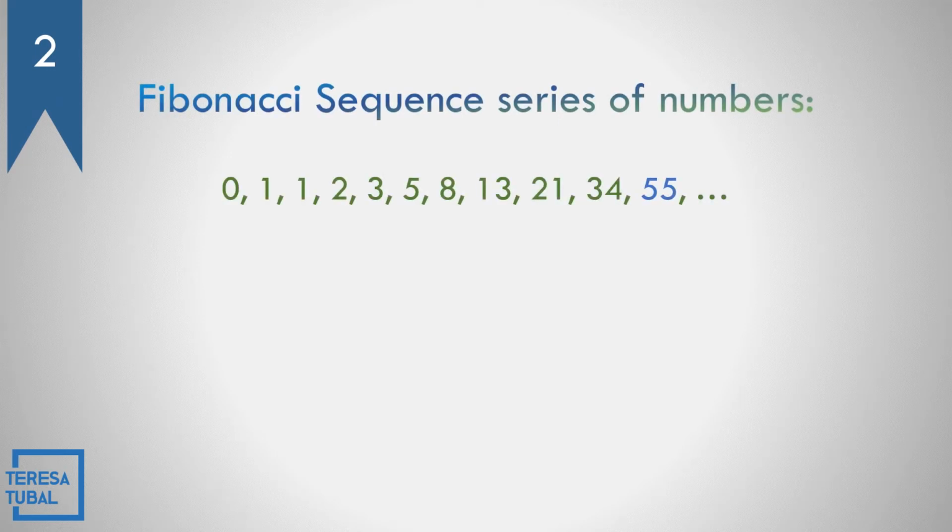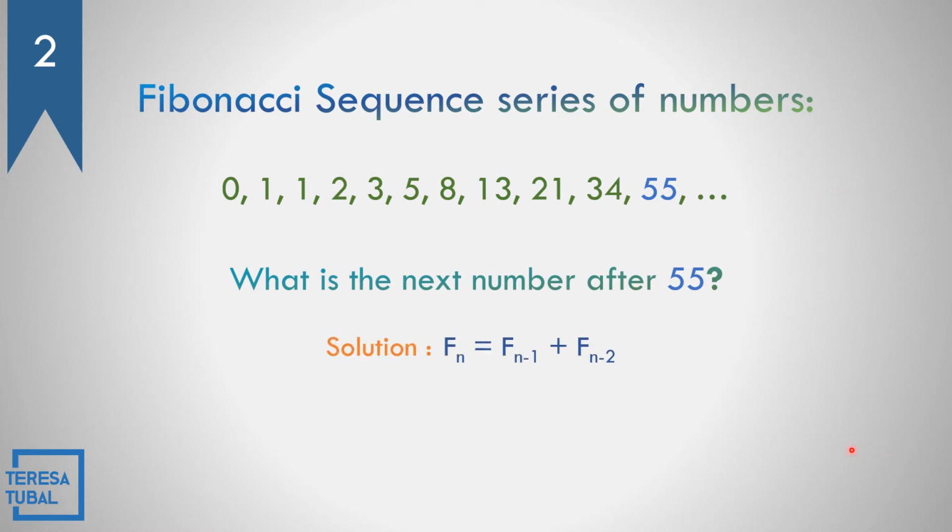In the given Fibonacci sequence series of numbers, what is the next number after 55? The formula or the rule is f sub n is equal to f sub n minus 1 plus f sub n minus 2. So the unknown is f sub 12. If we count 1, 2, 3, 4, 5, 6, 7, 8, 9, 10, 11, 12, so it is f sub 12. So f sub n minus 1 is the previous before the unknown, that is 55, and the term before the previous is 34. So 55 plus 34, the answer is 89. So the next number after 55 is 89.